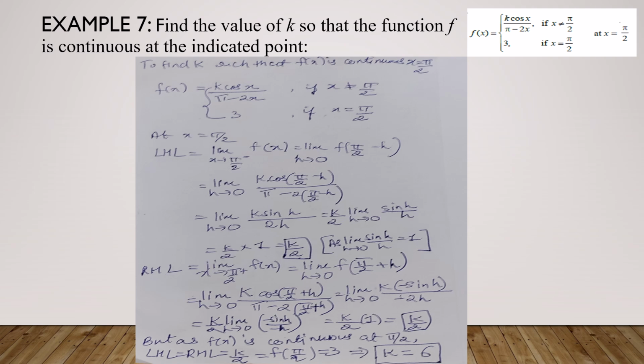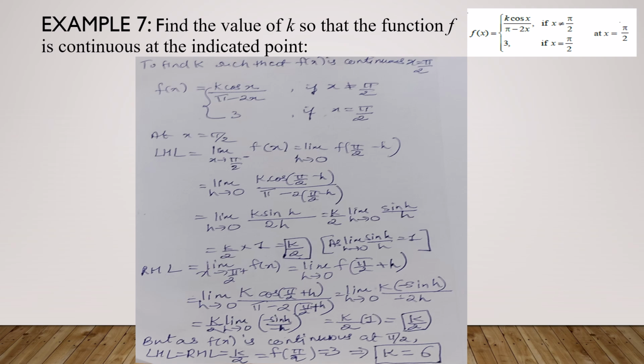Now the right hand limit. Limit x tends to pi by 2 plus, means from the right hand side. So here what will your x be? Your x will be pi by 2 plus something, which is a very small quantity. So it is limit h tends to 0, f of pi by 2 plus h. Again, instead of x, put pi by 2 plus h. Pi by 2 plus h means in the second quadrant. Correct? So cos will change to sin, but in the second quadrant only sin is positive, so cos is not positive.